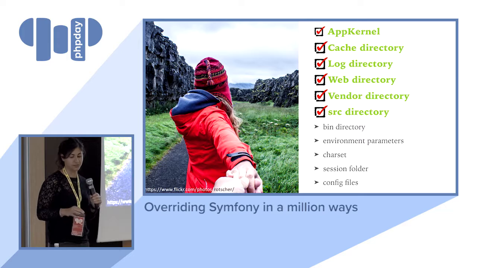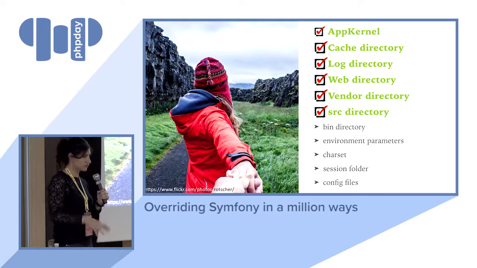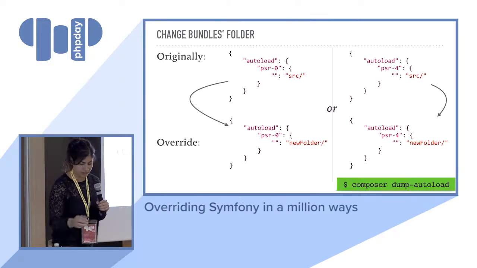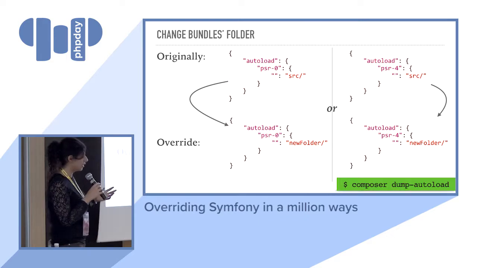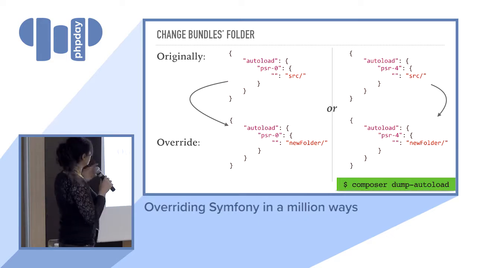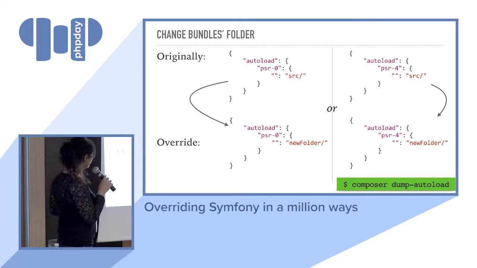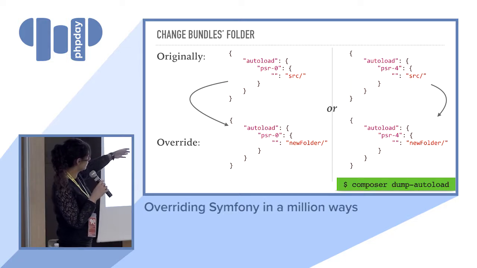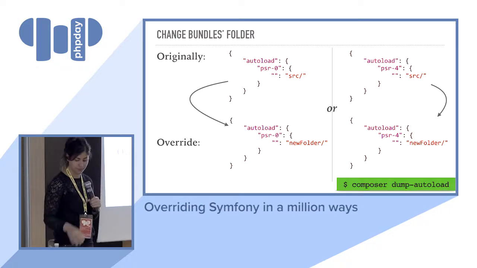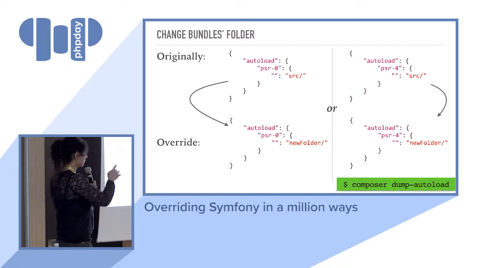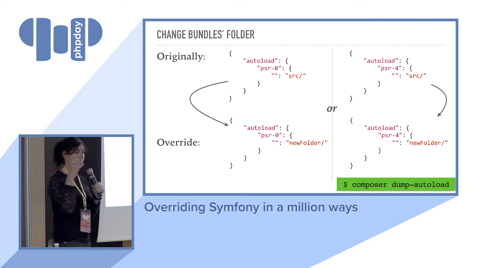All right. The src directory. You know, in there you put your bundles most of the time. And yeah, if you want to change the name of src, you can. It's in the composer.json file, and you have something saying autoload, PSR-0 or PSR-4, depending on what you are using. And yeah, you just need to change the name of the directory, like src, to a new folder, okay? Of course, remember to run the composer dump-autoload command, otherwise it won't work.